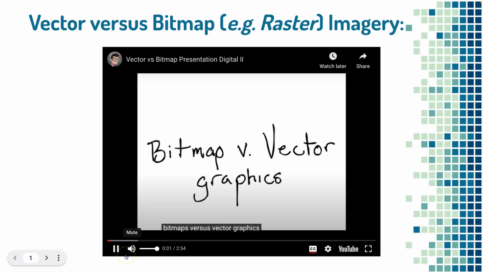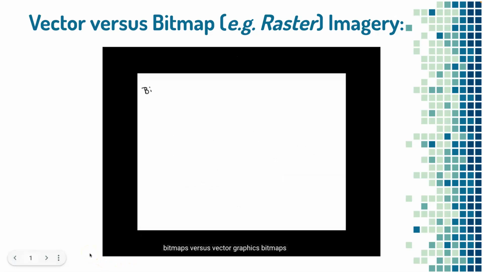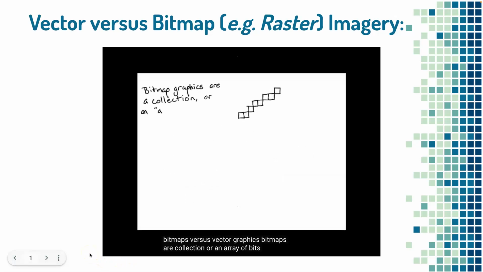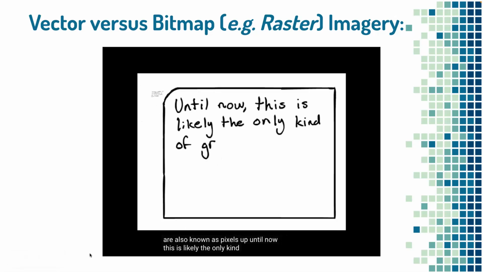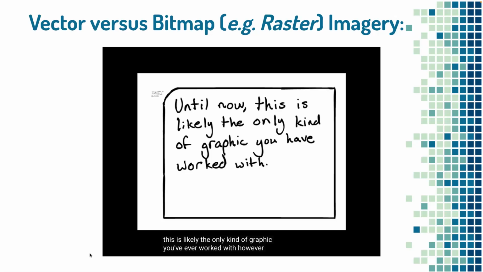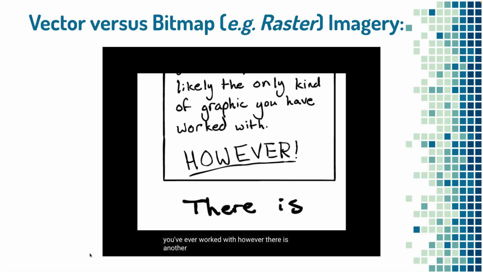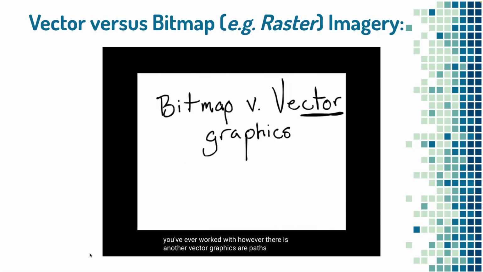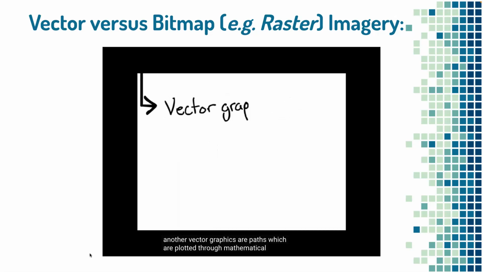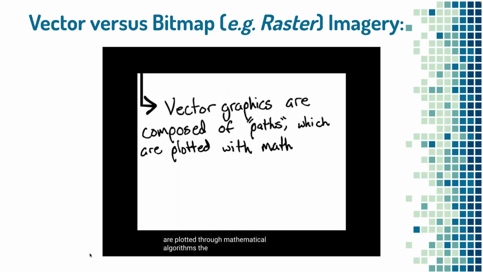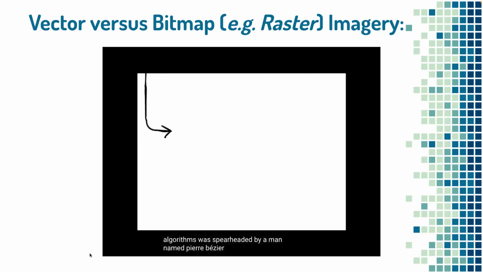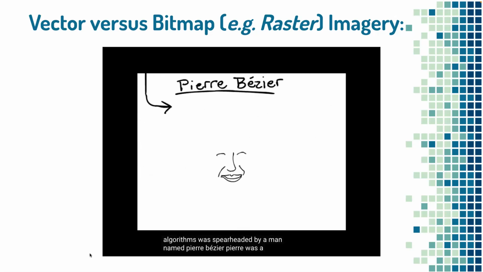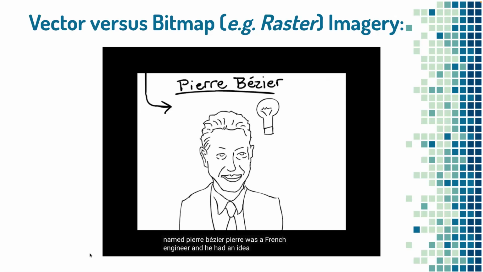Bitmaps versus vector graphics. Bitmaps are a collection or an array of bits, which are also known as pixels. Up until now, this is likely the only kind of graphic you've ever worked with. However, there is another. Vector graphics are paths which are plotted through mathematical algorithms. The method of using these algorithms was spearheaded by a man named Pierre Bézier. Pierre was a French engineer, and he had an idea.